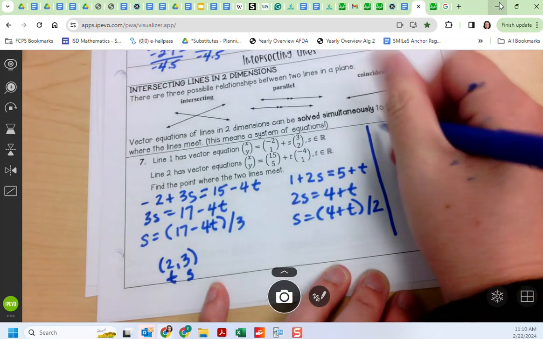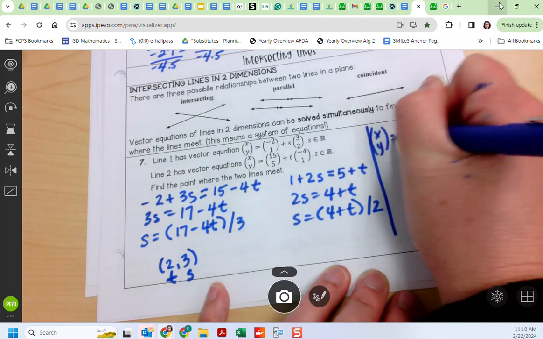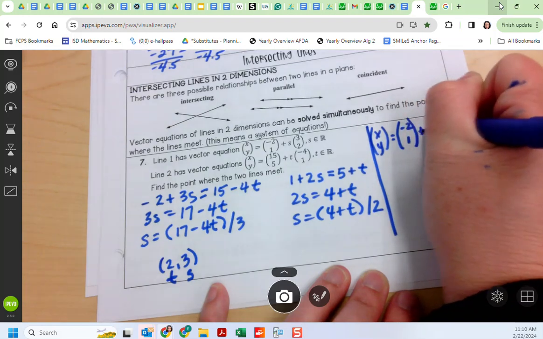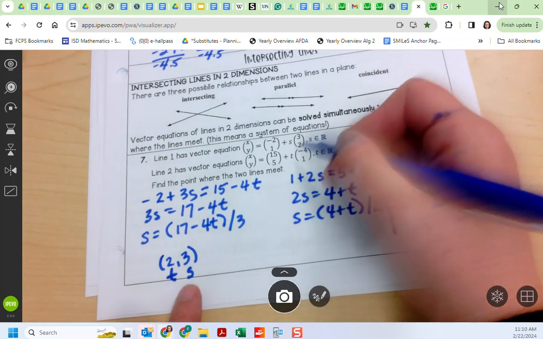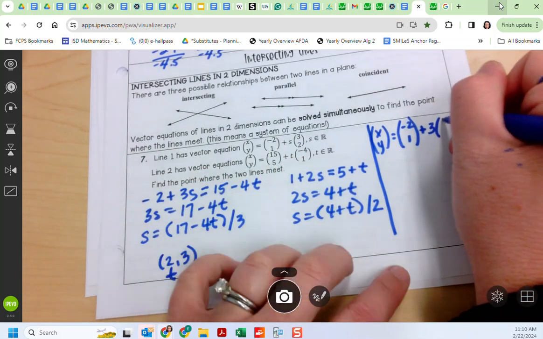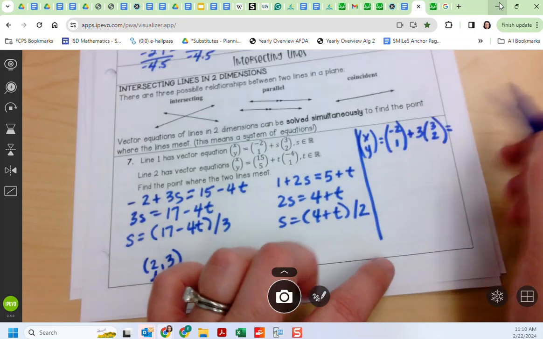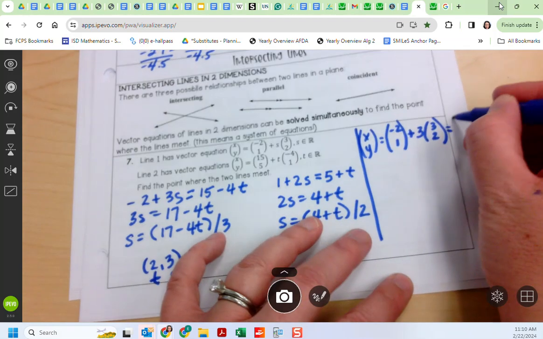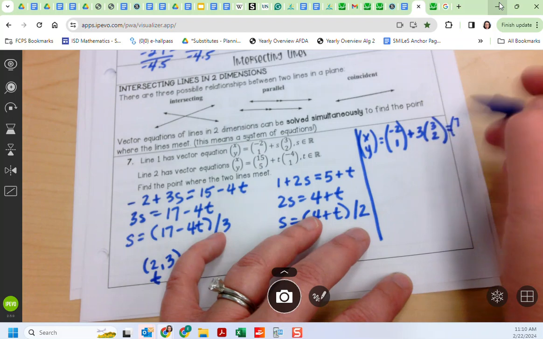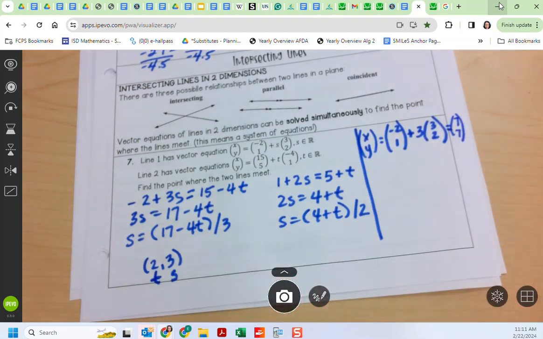All right, so x, y equals -2, 1 plus s, which is 3, times 3, 2. All right, so that would be 9 minus 2, which is 7. And then 1 plus 6 is also 7. So I'm getting 7, 7. And so 7, 7 should be the point where the two lines meet.